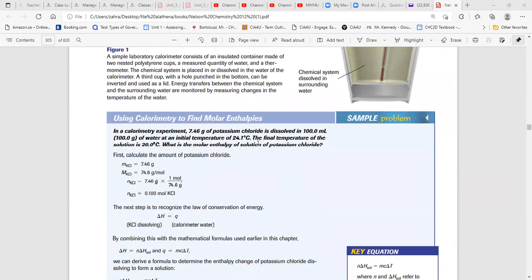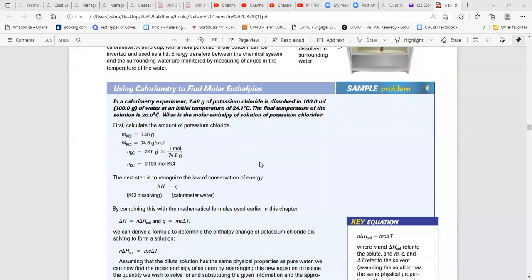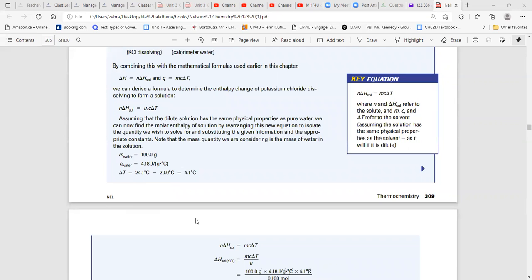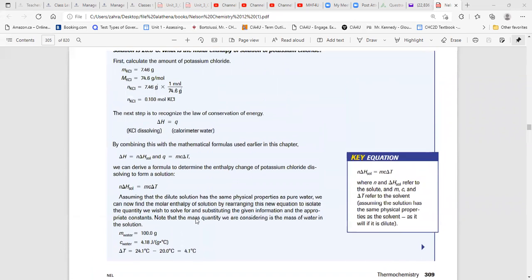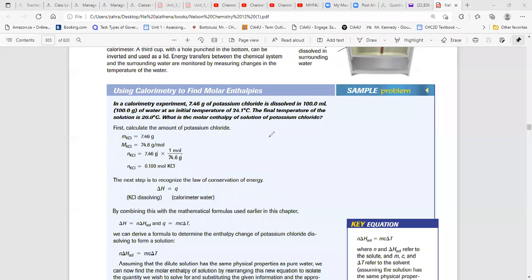we can look at this question to understand it better. In a calorimetry experiment, 7.46 gram of potassium chloride is dissolved in 100 milliliter of water. We can turn it to gram, so it's going to be 100 gram of water. Initial temperature is 24.1 and final temperature is 20. Make sure the initial and final temperature are for water, because your system is going to be water. The temperature of the water will rise or fall. So I have the mass and the heat capacity of water. I can find how much heat was transferred using Q equals MC delta T, right?